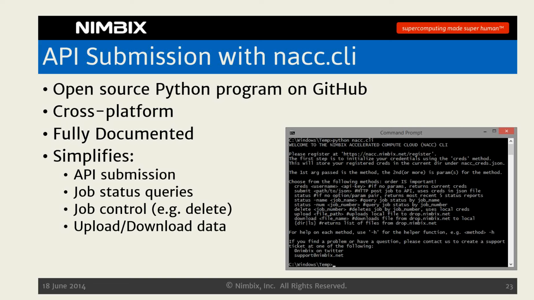We have a command line version of the API as well, called knack.cli. It's an open source Python program available on GitHub, so it's completely open source. It's cross-platform and fully documented, and what it does is it simplifies all of these things: API submission, job status query, job control, as well as uploading and downloading data in a very simple command line interface.